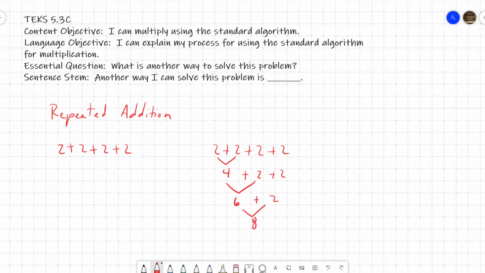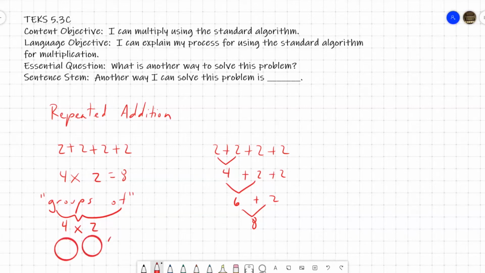Another way that we could talk about this is we could say, well, I have 2 4 times. And the way I could write that is 2 times 4, and of course I know that's going to be 8. Another way that we could think of multiplication that we learned in second grade is groups of, meaning that I have 4 groups of 2. So there's 1, 2, 3, 4 groups of 2, so 1, 2, 3, 4, 5, 6, 7, 8. I have 8 objects.